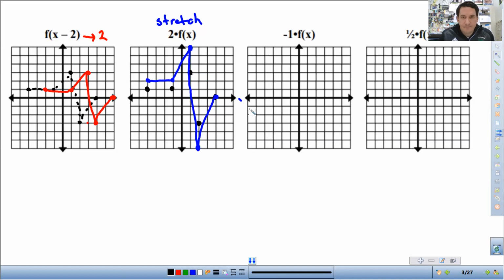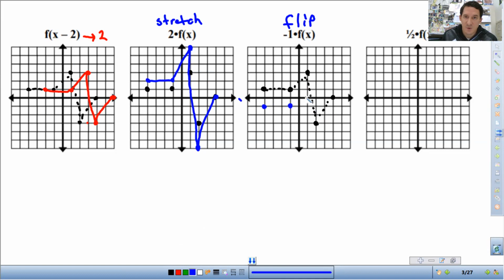This one here, when it's a negative in front, the negative means you flip over the x-axis. So each point is just going to be reflected. This is a flip. So this point, it's 1 away from the x-axis. It needs to be 1 away on the other side. So here, 1 away needs to be 1 away on the other side.